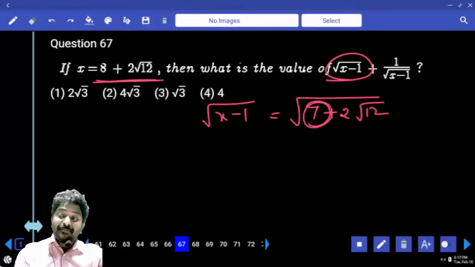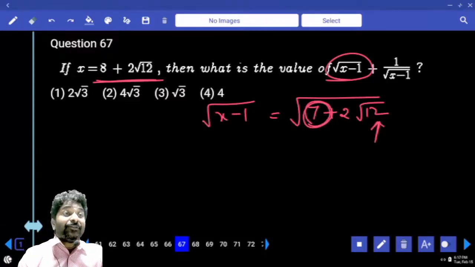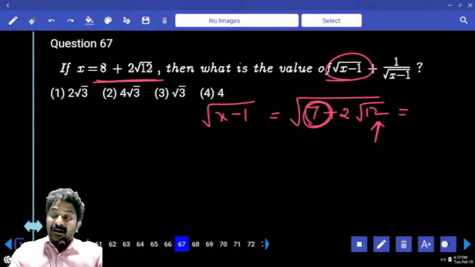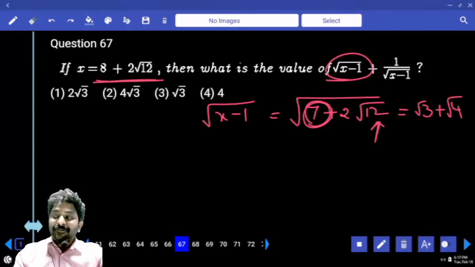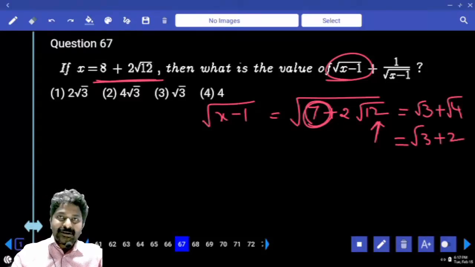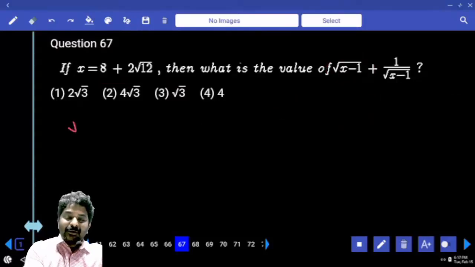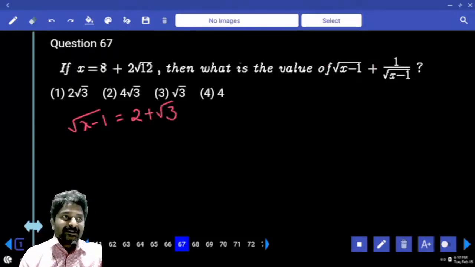Factorization. Sum of numbers must be 7. Product must be equal to 12. Identify the combination. 3 times 4 only. 3 plus 4, sum condition satisfied. Product is equal to 12. Then the square root value must be equal to root 3 plus root 4, right? Come on. Simplified value is root 3 plus 2 or 2 plus root 3, one and the same. So now you know that root of x minus 1 is equal to 2 plus root 3.